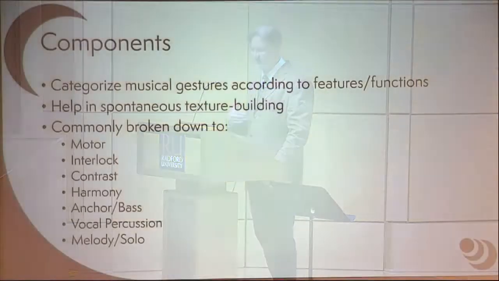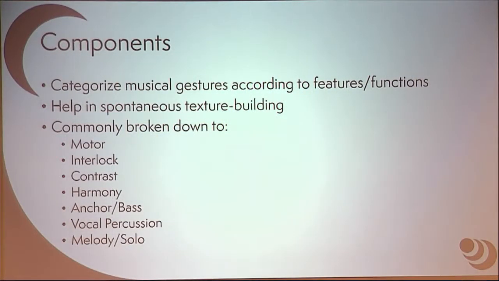Contrast. A looping part that is contrasting in character to the parts that came before, often more lyrical, where the previous parts have been rhythmically propulsive. Harmony, usually parallel harmony on an existing part in the texture. Anchor, a looping part, often in a lower register that reinforces and clarifies the tonal and rhythmic center of the piece. Many motor parts are anchoring, but they needn't be, and if a piece has a lot of performers or a lot of parts in it, an anchor might want to be added later to reinforce those tonal and metric centers.